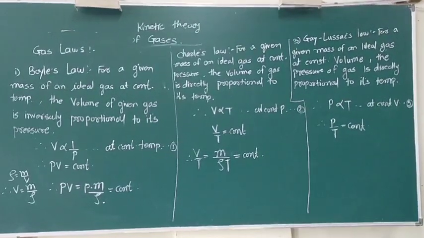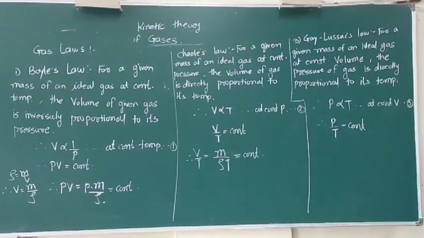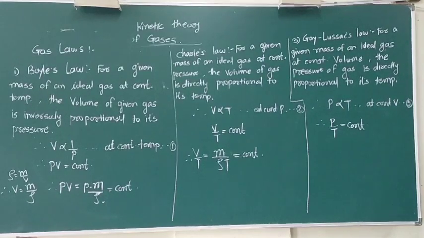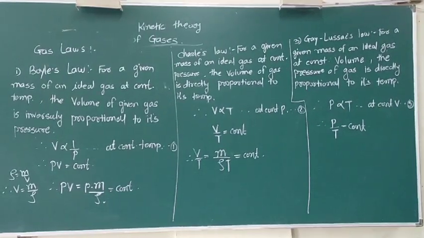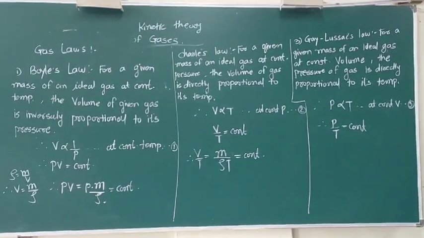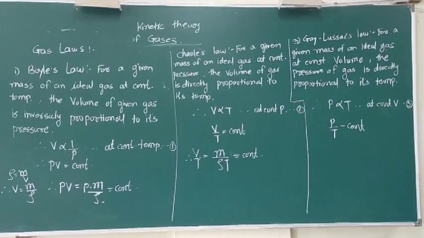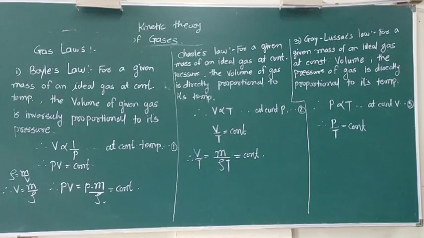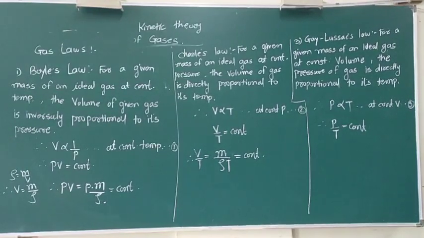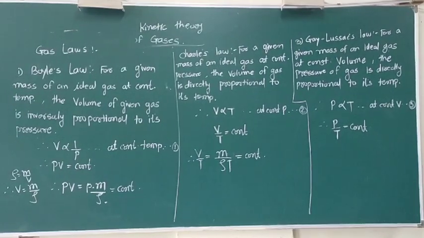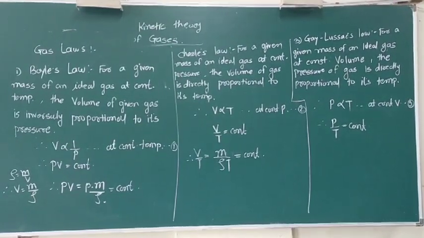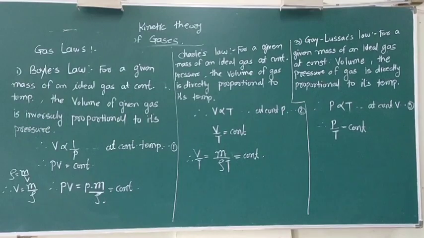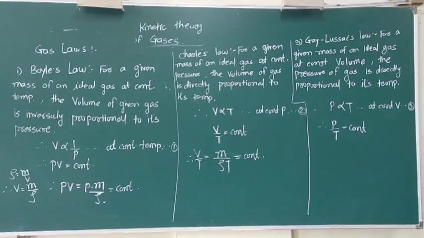Now next one, that is the third law, Gay-Lussac's law. For a given mass of an ideal gas at a constant volume, the pressure of a gas is directly proportional to its temperature. That means P is directly proportional to T. Therefore, P upon T is equal to constant. These are the three laws.